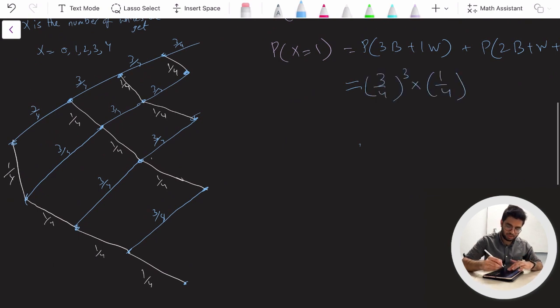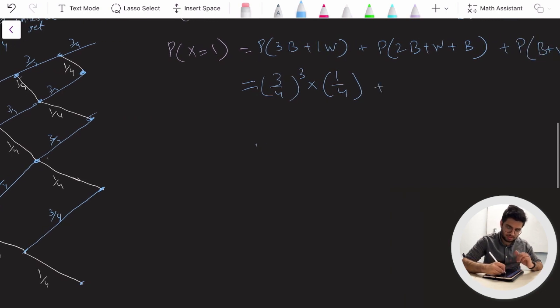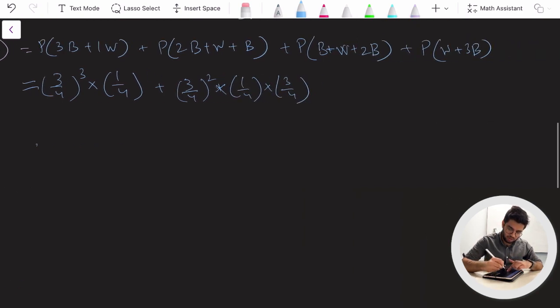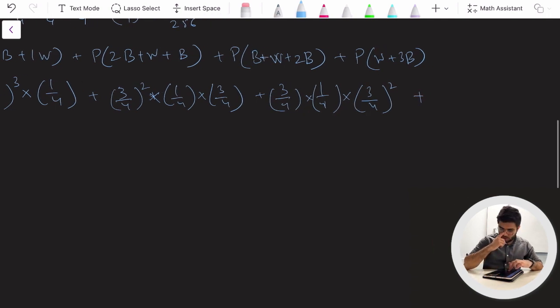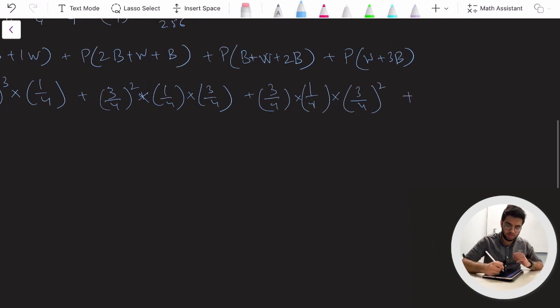All right, so if you calculate that out, that would give you 3 on 4 cubed times 1 on 4, plus 3 on 4 squared times 1 on 4 times 3 on 4, plus 3 on 4 times 1 on 4. That's a lot of 1 on 4 and 3 on 4. But yeah, that's just how working with probability often looks, okay? But don't worry, you're not going to have to do this too much, because we're not going to use this to try and find a formula, okay?